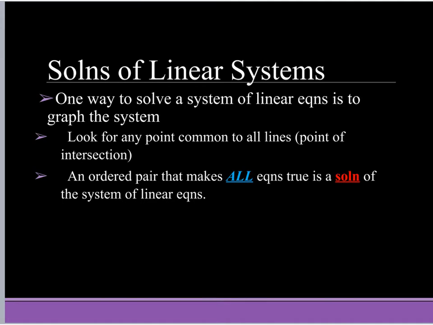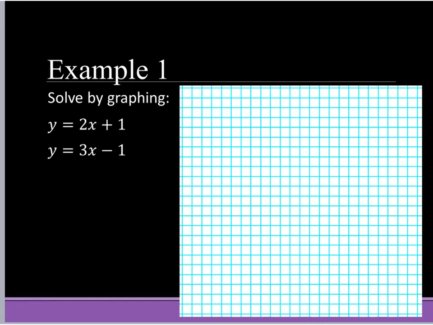Okay, and what we're ultimately looking for is any point in common to all of the lines, or essentially that point of intersection. That point of intersection is going to be the solution. Okay, so an ordered pair that makes all of the equations true in a system, because we can actually have more than 2 equations, this is what we call the solution of that system of linear equations.